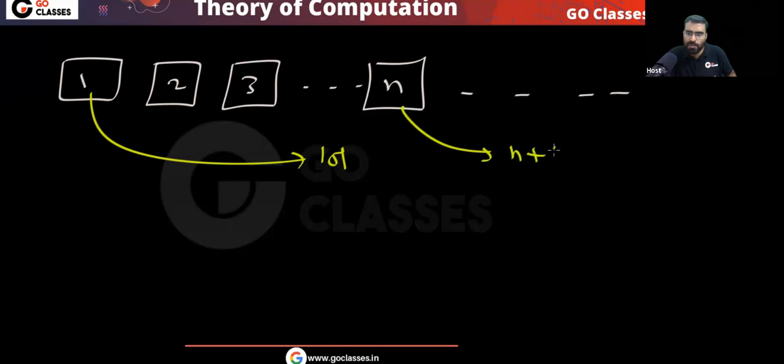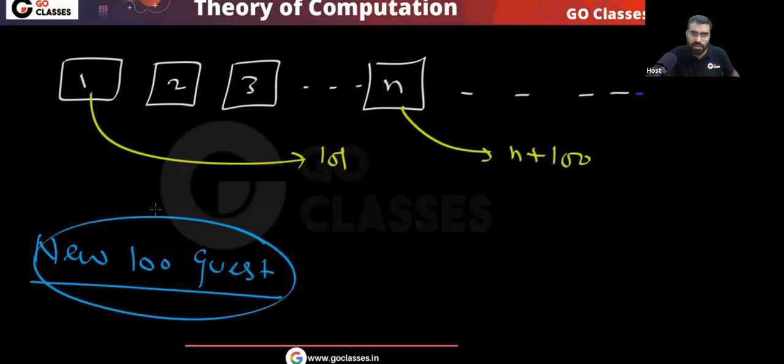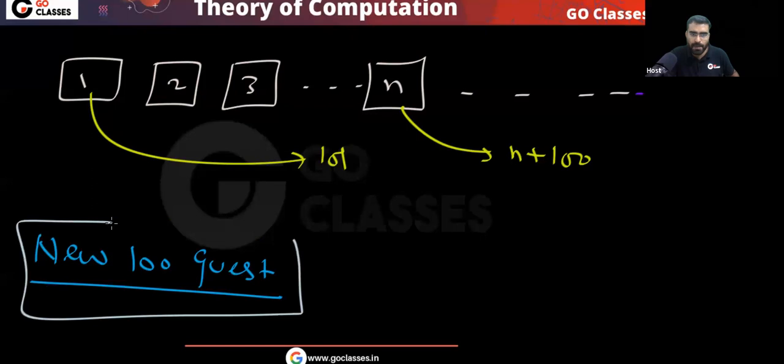Yes or no? So for example, this guest will go to 101, and this one will go to n plus 100. So finally, what will happen? The initial 100 rooms will be empty. If you do it like this, the initial 100 rooms will be empty, and now you can accommodate 100 new guests. Is this clear? Please tell me. You can put them in the first 100 rooms.